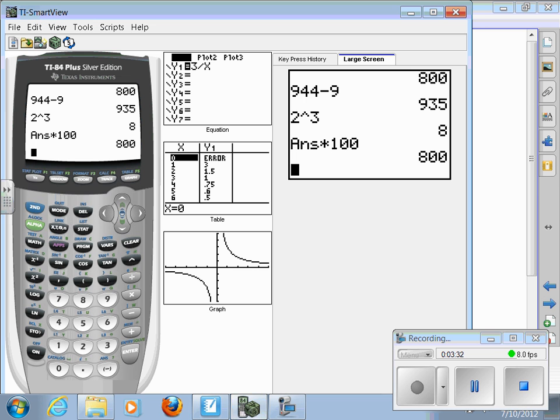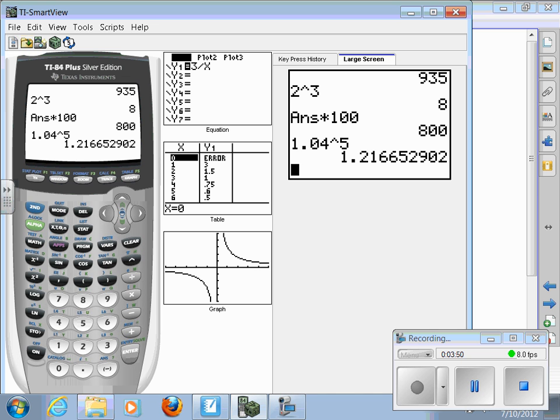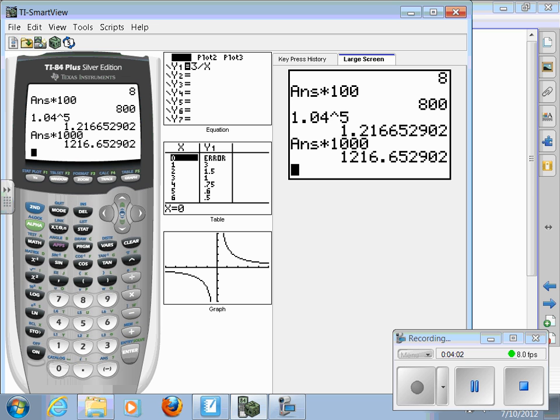So we go to our calculator, and let's do the exponent first. 1.04 raised to the 5th power times the number of dollars that we started with, 1,000. So that would be $1,216.65.